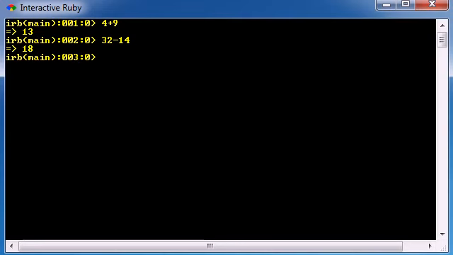Now, anytime you want to multiply two numbers in Ruby, you have to use the asterisk on your keyboard. Now, the asterisk is a little symbol above the 8 on your keyboard. So 4 times 6 would be 4 asterisk 6, which is 24.